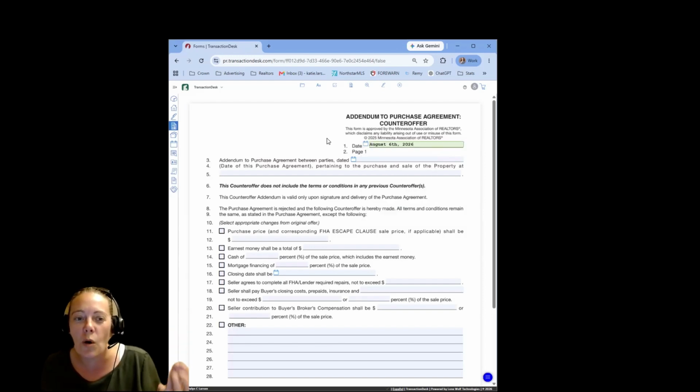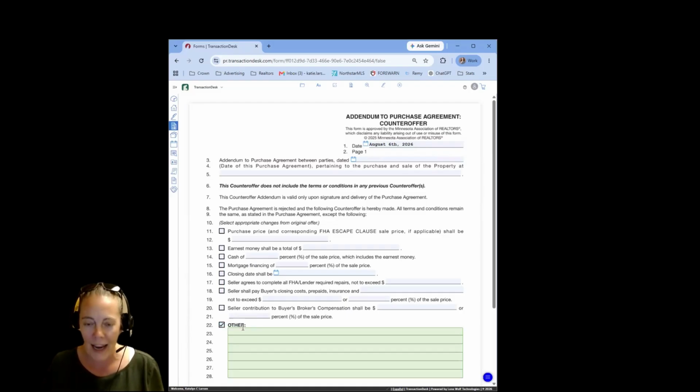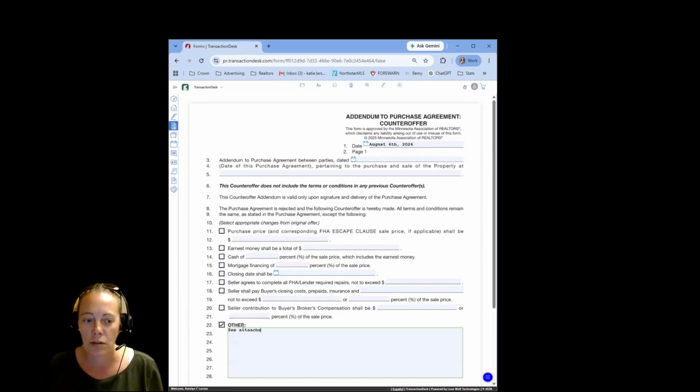Okay, first things first, date. This is the date that you are writing the counteroffer. Okay, that should be easy enough. Number 2 is page 1. This is only one page of something. If you add more pages, you need to go in the other category and say, see attached.